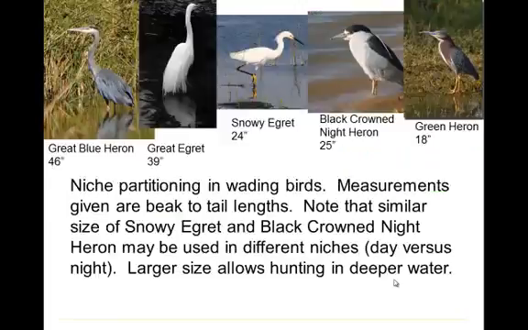Here is an example that you can observe locally. We can see a number of these wading birds just right down at the San Pedro River and other places. And this actually shows the lengths of the birds. This is beak to tail lengths, but it also corresponds to their leg lengths, with the tallest bird being at the left and the shortest at the right. And what this essentially does is it limits where they can hunt.